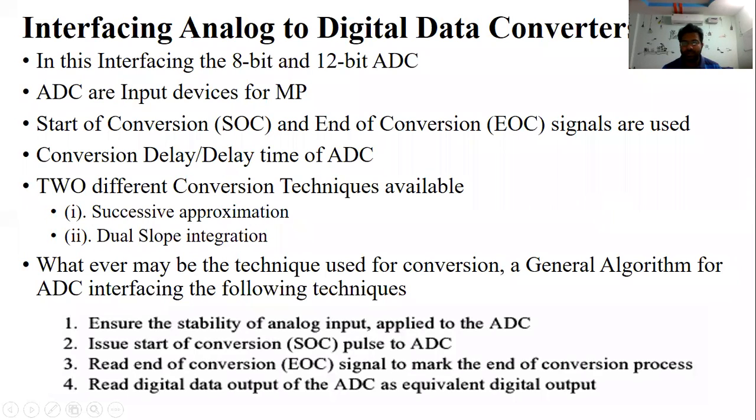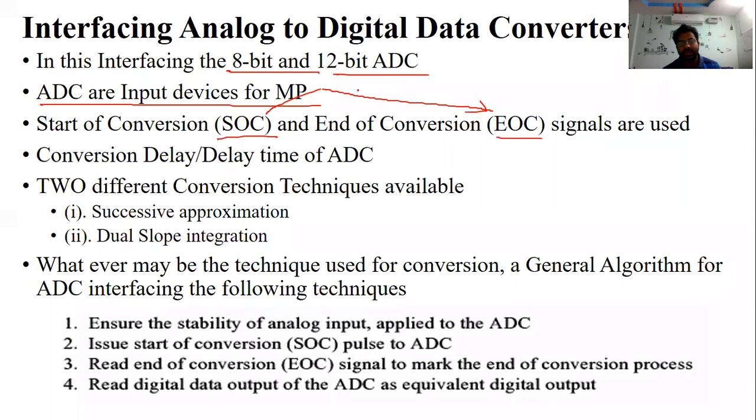In the last class, we discussed the analog to digital converter. According to our syllabus, we are considering only two types of converters, the 8-bit as well as the 12-bit converters. This analog to digital converter has some inputs to the microprocessor. We have two types of signals available: start of conversion as well as end of conversion.